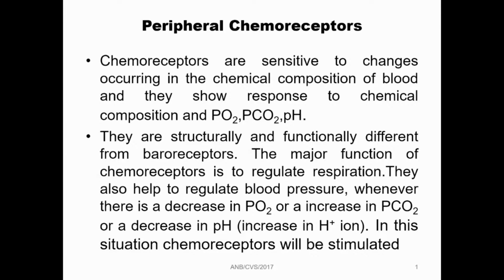The major function of chemoreceptors is to regulate respiration. They also help to regulate blood pressure. Whenever there is a decrease in the partial pressure of oxygen, an increase in the partial pressure of carbon dioxide, or a decrease in the pH, that is an increase in the hydrogen concentration, in this situation the chemoreceptors will be stimulated.